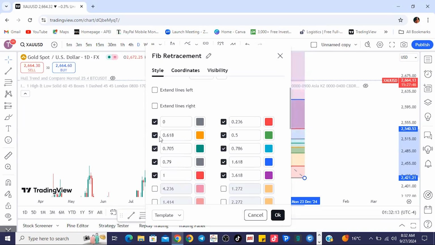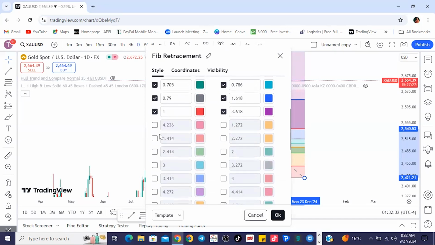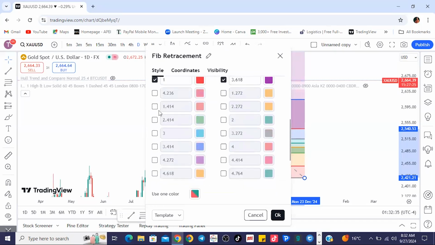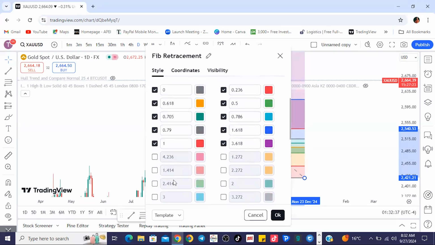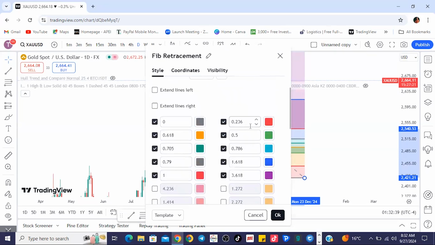This is how you adjust. The first box is 0, the second box you tick and you have 0.618. The third box you tick and you have 0.705. The fourth box should read 0.79 and the fifth box should read 1. No other box below here should be ticked; they should remain unticked.